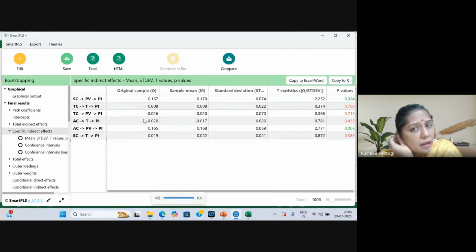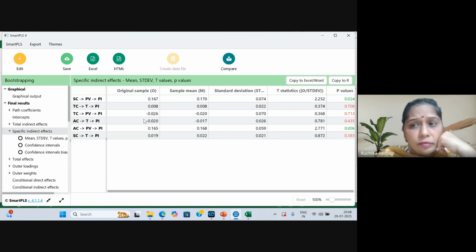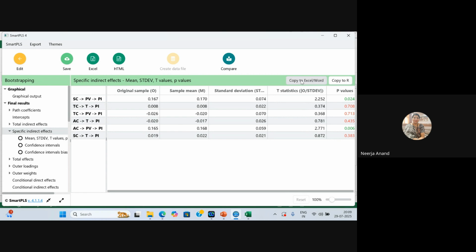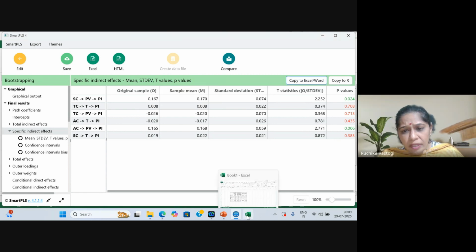Is it okay? Is this table coming to you all or not? Tell me. Can you see the mediation effect? 3 times for PV and 3 times for T. Indirect effect. Please tell me. Correct? Yes, ma'am. Okay, now we are just copying this data.